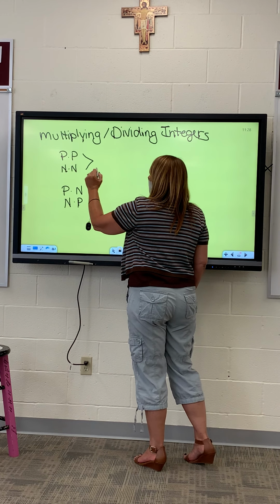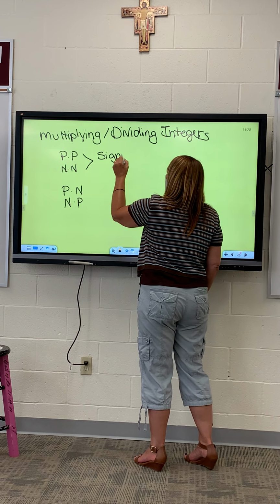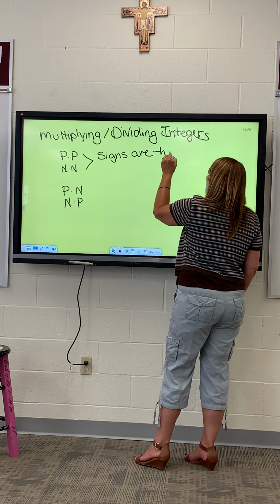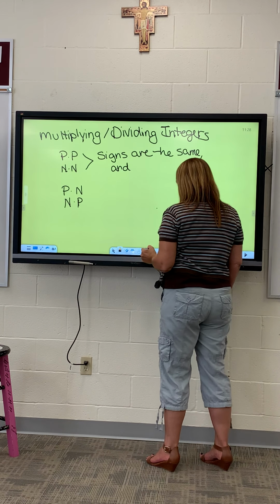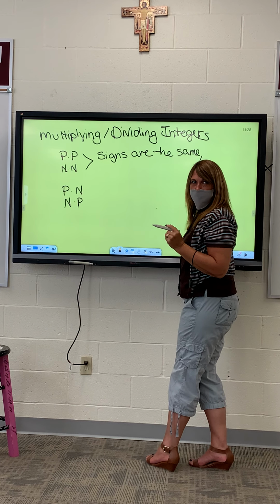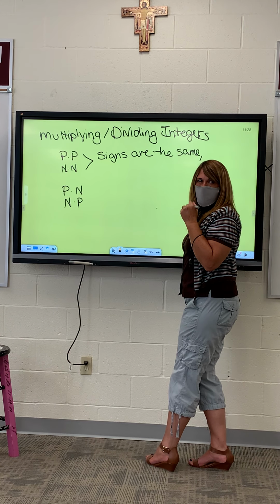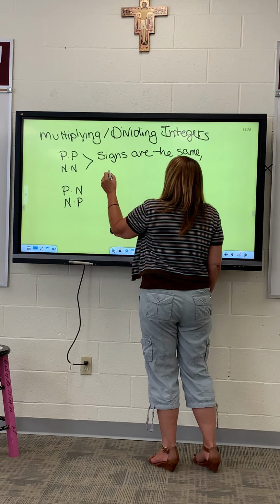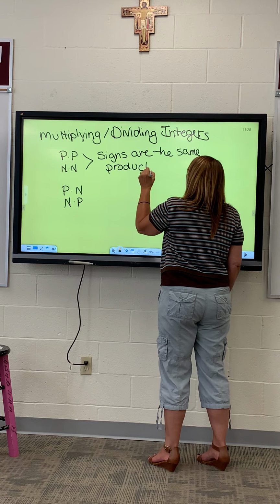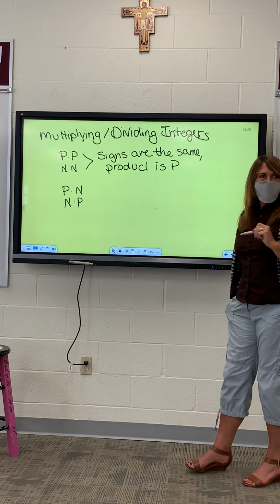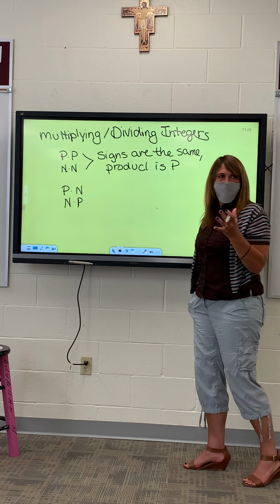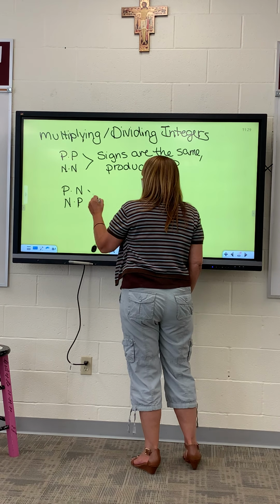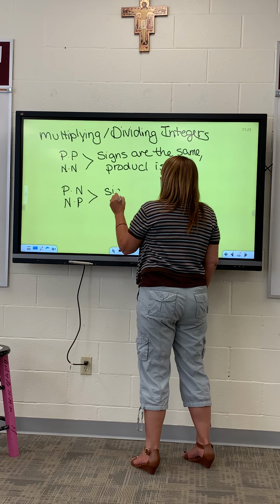In multiplying and dividing, if the signs are the same, the answer, how about we use a nice math word? What's the word I want? Product, since I'm multiplying. Good job. The product is positive. And the easy way to remember that is those good old multiplication tables. 3 times 5 is 15, and it's positive because both factors were positive. If they're different, the answer is negative.